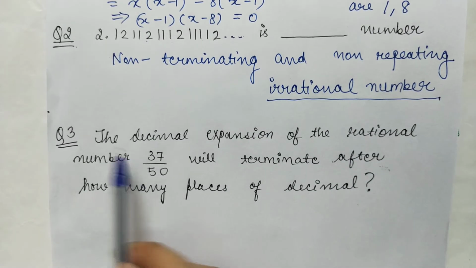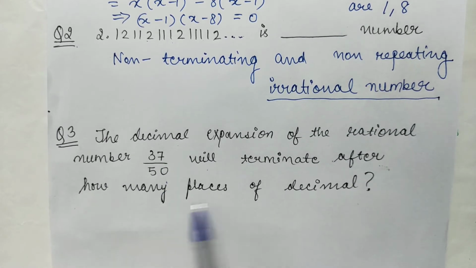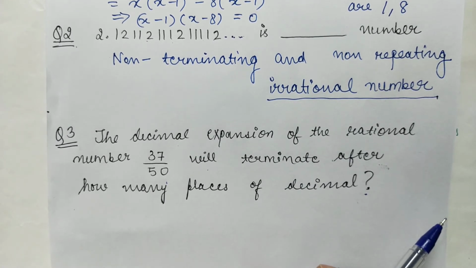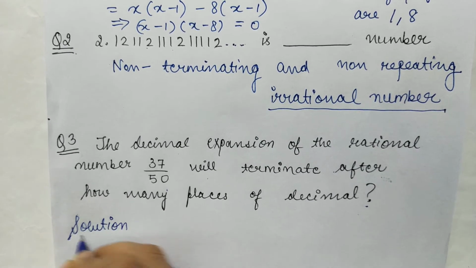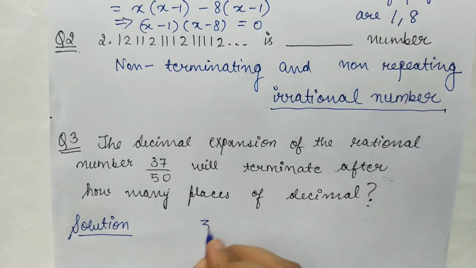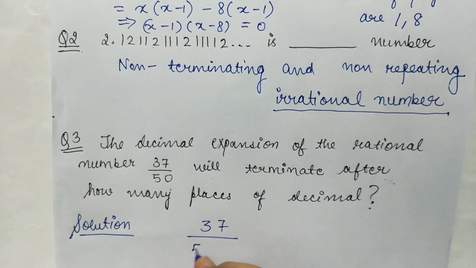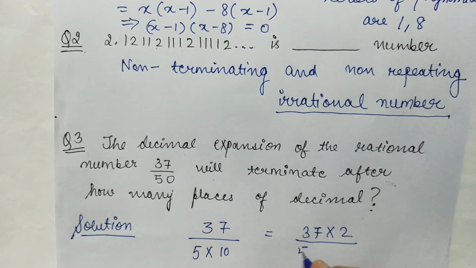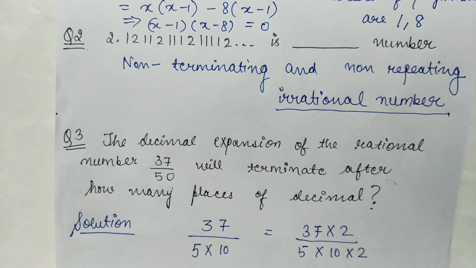Okay, these types of questions are asked for 1 mark in your CBSE exam. Now, the decimal expansion of the rational number 37 by 50 will terminate after how many places of decimal? You have done 3 theorems relating to this. To find the number of places of decimal, we have to factorize the denominator, 5 into 10. 37 into 2 upon 5 into 10 into 2, multiplying and dividing by the same number.